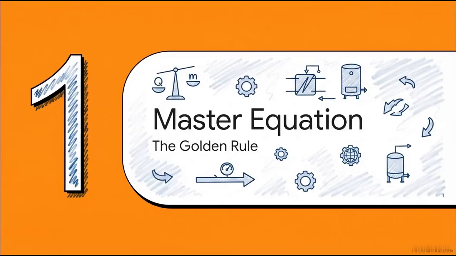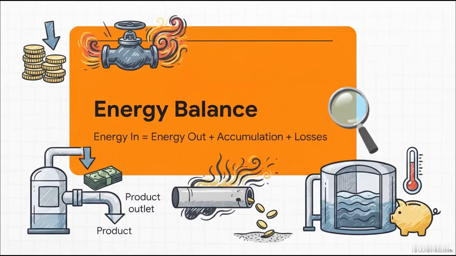Section 1. The Master Energy Equation. All right, here it is, the absolute golden rule of process engineering. Energy in equals energy out plus energy accumulation plus energy losses. It is so brilliantly simple, yet it dictates literally everything. Think of the energy in as your plant's income. Obviously, this income has to perfectly match your expenses, which is your energy out.